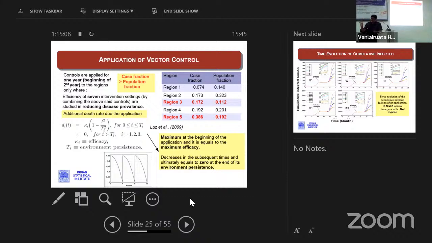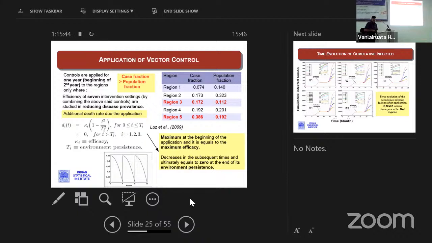That will give you the case fraction. Population fraction: I know how many people are in R1, and I know how many people are in all regions, so R1 by the summation of Ri. So now I can calculate the case fraction and population fraction. Where the case fraction is greater than the population fraction, I use the control on that region. I do not use the control on the others.